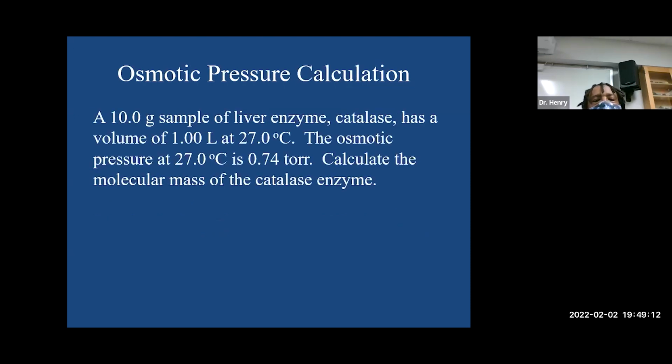Okay, so a 10.0 gram sample of liver enzyme, which is called catalase, has a volume of 1.00 liters at 27 degrees Celsius. The osmotic pressure at 27 degrees Celsius is 0.74 torr. Calculate the molar mass of the catalase.